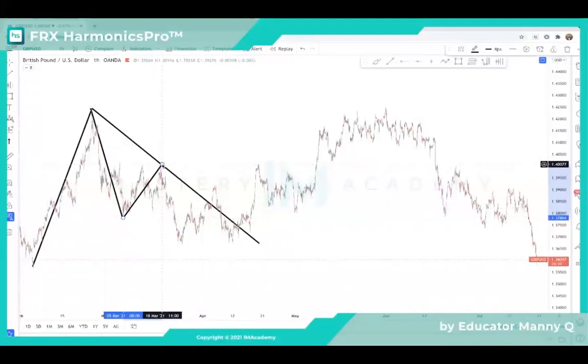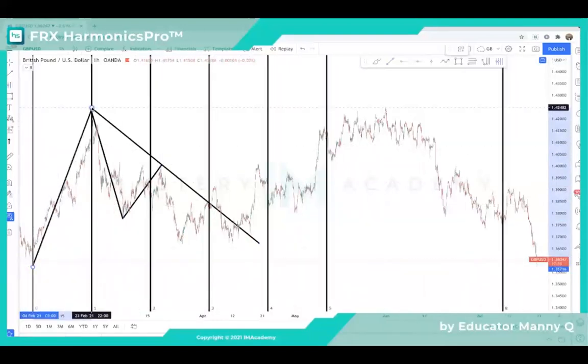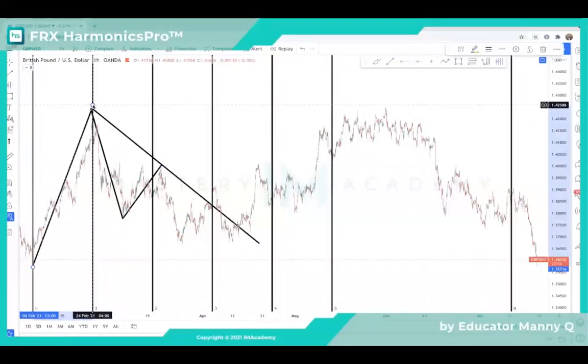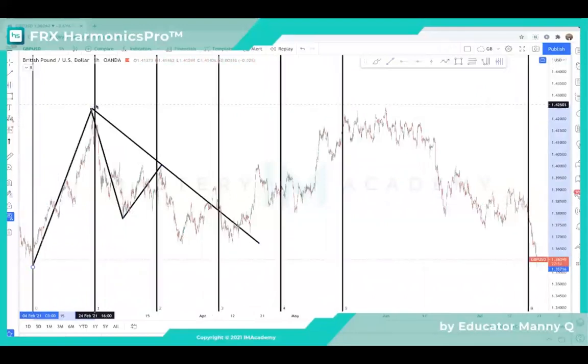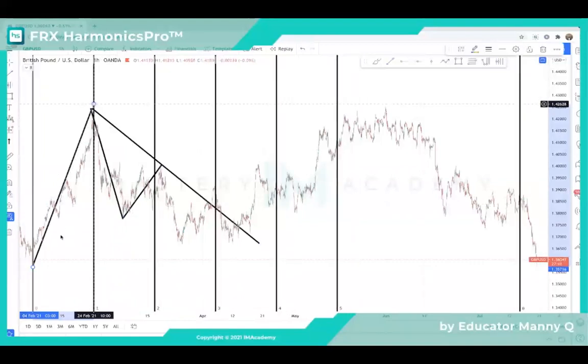So now watch how I use time in a different sense. I could attempt to take from this low all the way to this high, and then I can try to find my time cycles like that, right? And again, it could be subjective. Let's say it was over here or over here, whatever the case is, right? Let's look at these time cycles.